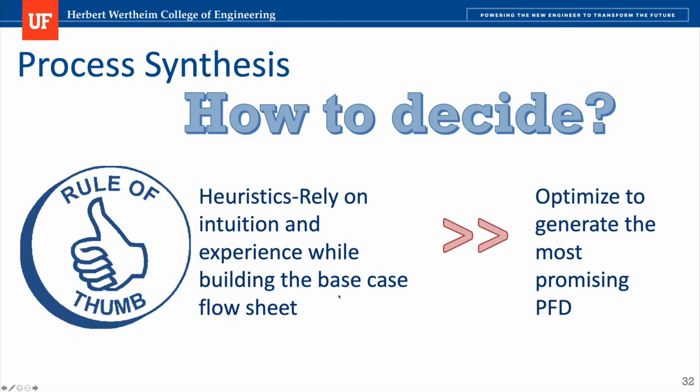So how to decide? In process synthesis, what we do is that we use heuristics to rely on intuition and experience while building the base case flow sheet. And then, based on the different constraints of your scope of work or project statement, you optimize this base case to generate the most promising process flow diagram.